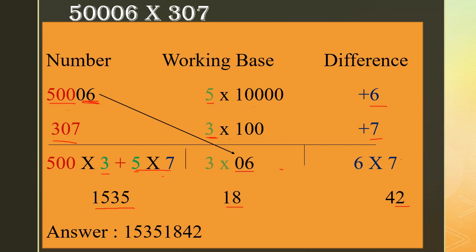Okay. Now the number of digits in this part equals the number of zeros in the smaller base. So this should have 2 digits, which is fine. Now the number of zeros here depends on the zeros in the bigger base, which is 4. The number of zeros in the smaller base is 2. Now 4 minus 2 gives us 2. So this part should have 2 digits. Already 18 is a 2-digit number, so no change is required. We combine and write our answer, which is 15351842. So I hope it is clear to you now.